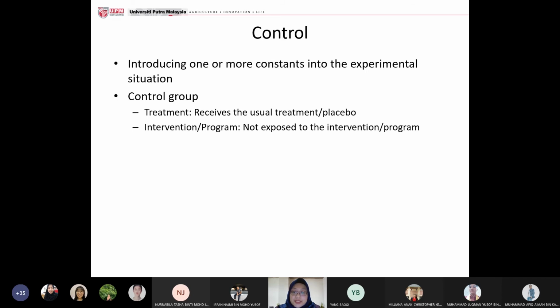Okay, and another thing is if you're doing interventions or programs, the control groups are the people who are not involved in that program or intervention. Okay, hope that makes sense.